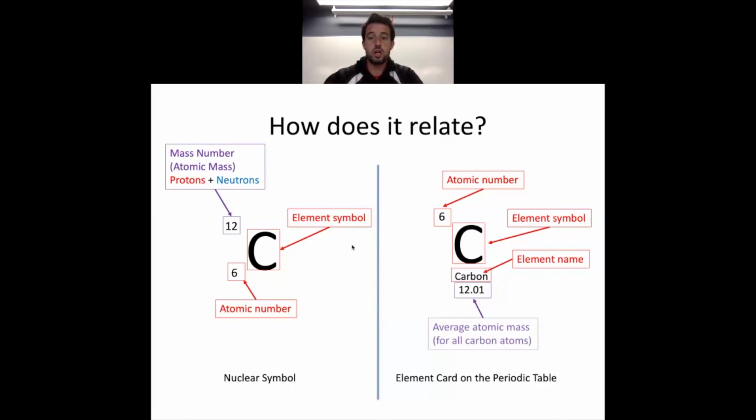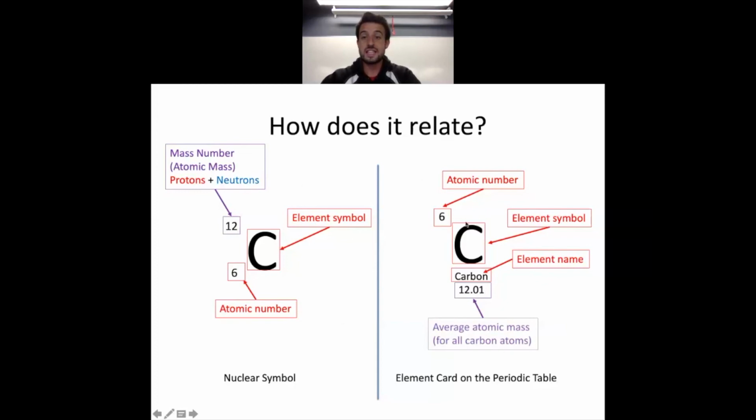Over here, the 12.01 is the average atomic mass. So it's still protons plus neutrons, but now we're taking a sample size of every single carbon atom, figuring out what all their masses are, whether it's 12 or 13. I think there are some other isotopes like carbon-14 when it comes to carbon dating. So carbon-12, carbon-13, carbon-14, you average them all out and you get a number of 12.01. This means that the vast majority of carbon atoms are carbon-12, and very few are carbon-13 or carbon-14.